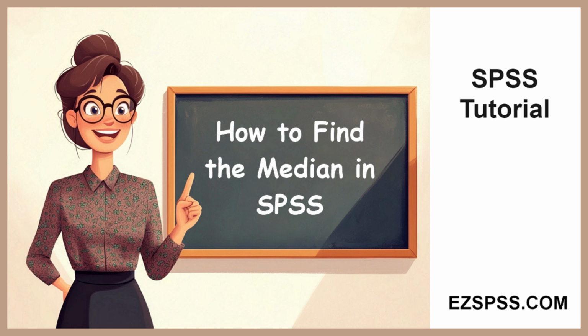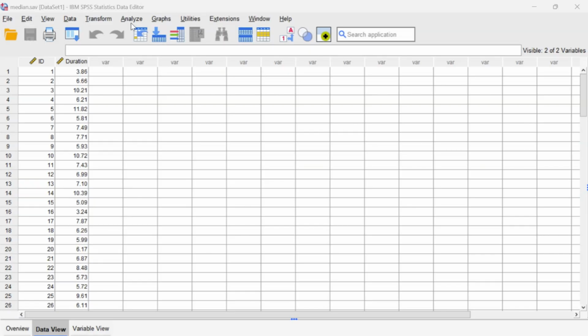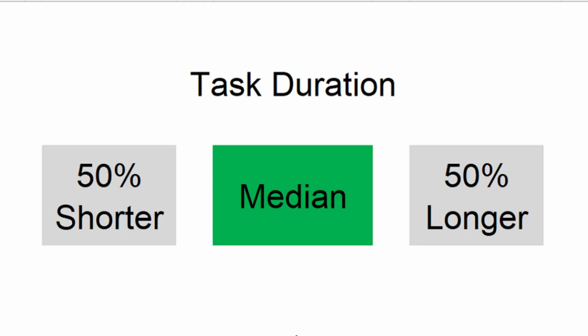In this quick tutorial, we'll show you a simple way to calculate the median of your dataset using SPSS. Our dataset contains a variable called duration, which shows how many seconds it takes to complete a certain task. We want to find out the median of this duration variable. This is the value that lies exactly in the middle of our data, where 50% of the task durations are shorter and 50% are longer.